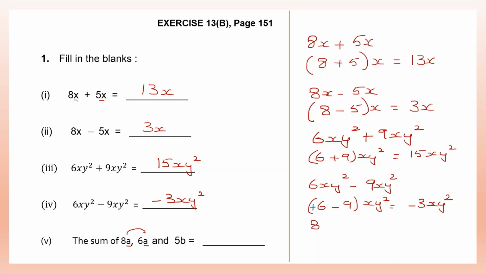So let me add up 8a plus 6a plus 5b. I'll take the a is 8 plus 6, a plus 5b. 8 plus 6 is 14, a plus 5b. Now I cannot add a and b, they are unlike terms. So this is my final answer, 14a plus 5b.